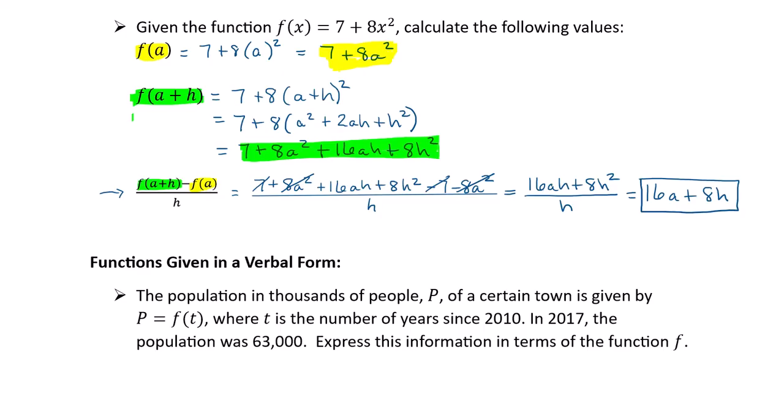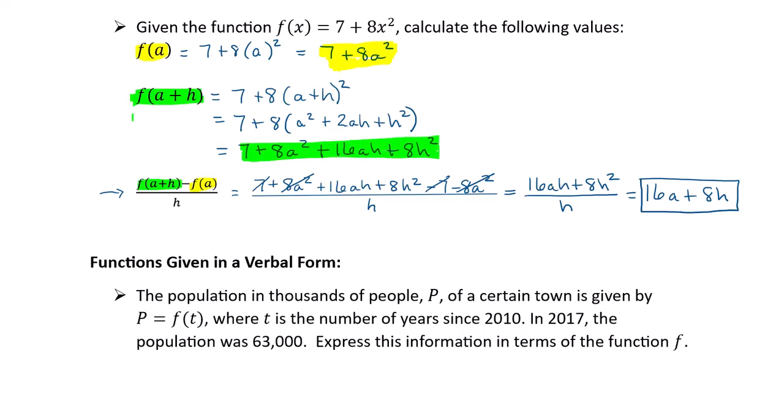All right, functions can also be given in verbal form. Here we have the population in thousands of people, P, of a certain town, given by P equals f of t. And t is the number of years since 2010. In 2017, the population was 63,000. They want us to express this information in terms of the function f.